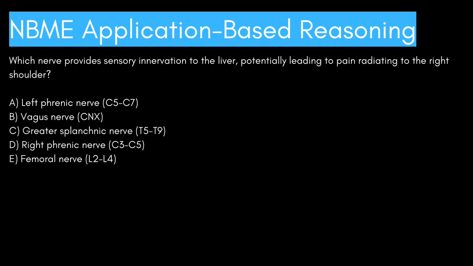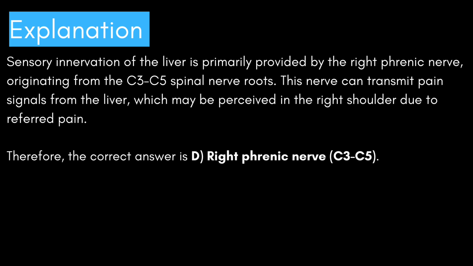Otherwise, moving on now. Sensory innervation of the liver is primarily provided by the right phrenic nerve, originating from the C3-C5 spinal nerve roots. This nerve can transmit pain signals from the liver, which may be perceived in the right shoulder due to referred pain. Therefore, the correct answer is D. Right phrenic nerve, C3-C5. Let's see why the other answer choices are incorrect.